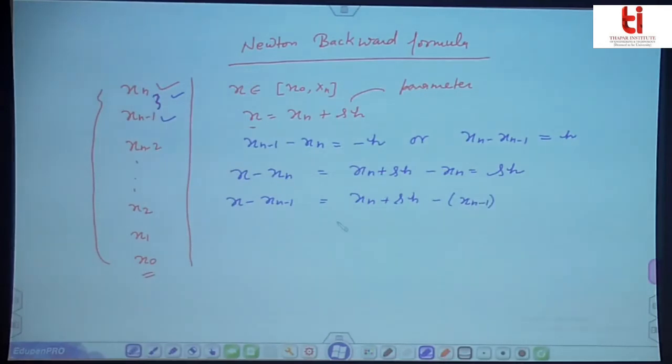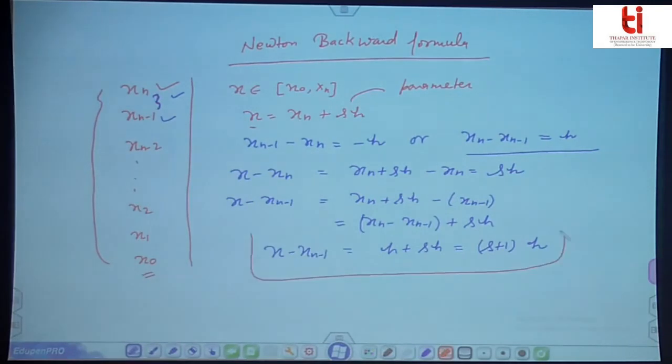So what is coming out to be? xn minus 1 plus sh. What is xn minus 1? That is h plus sh. The value is coming out to be s plus 1 into h. So x minus xn minus 1 is this value. Now x minus xi will be s plus i into h. You can compute it on a similar pattern.